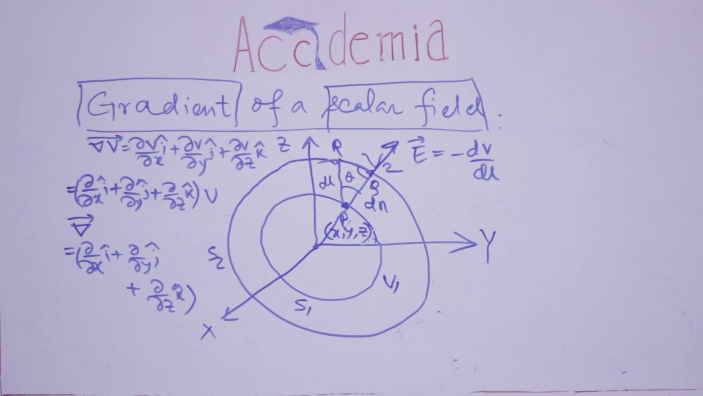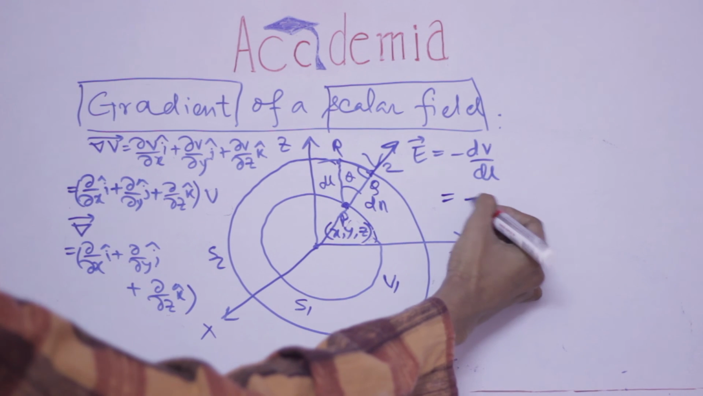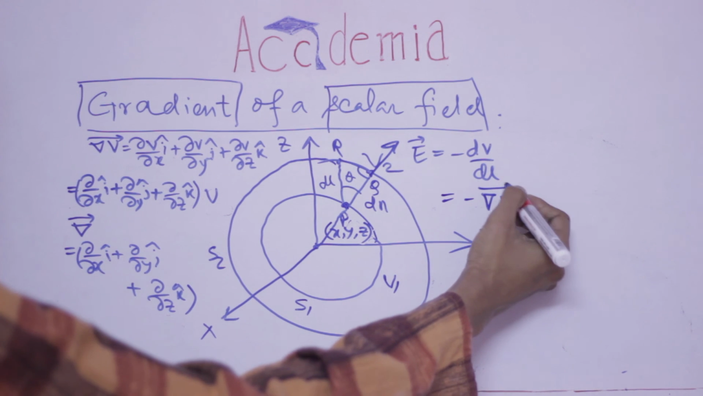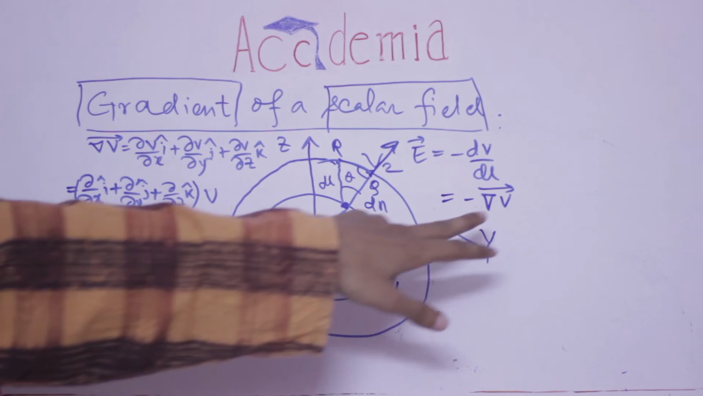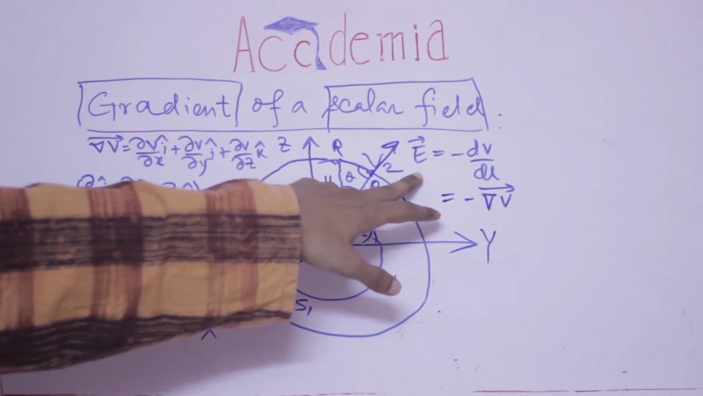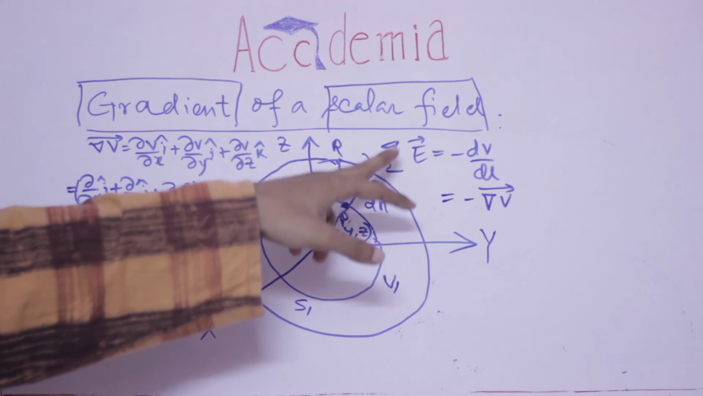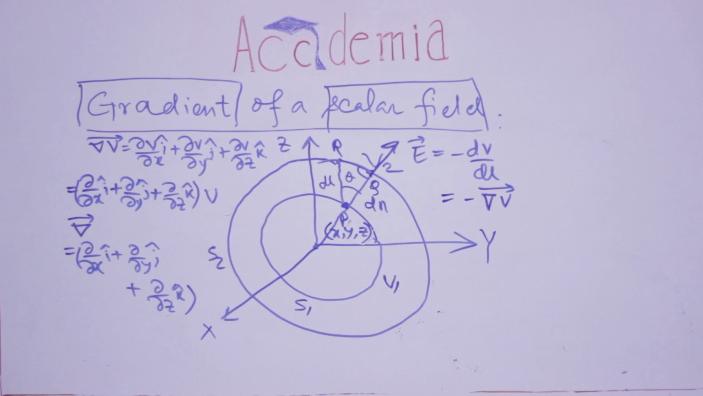dV dl is the rate of change, grad V is also the rate of change, so it can be easily written as minus grad V. So grad V produces a vector E, which is an electrostatic field, that is a vector field. So the gradient of a scalar field produces a vector field. We shall discuss vector field in detail in the class Divergence of a Vector Field.